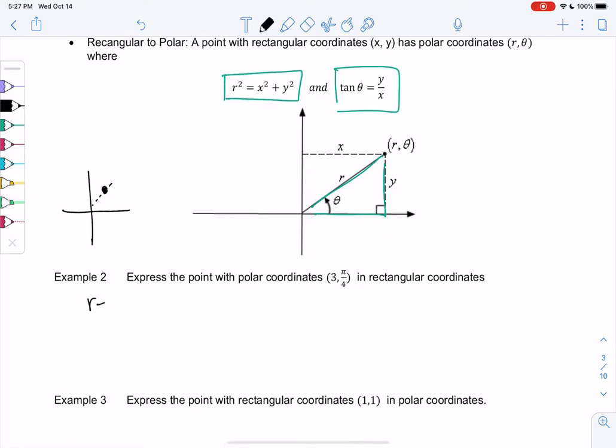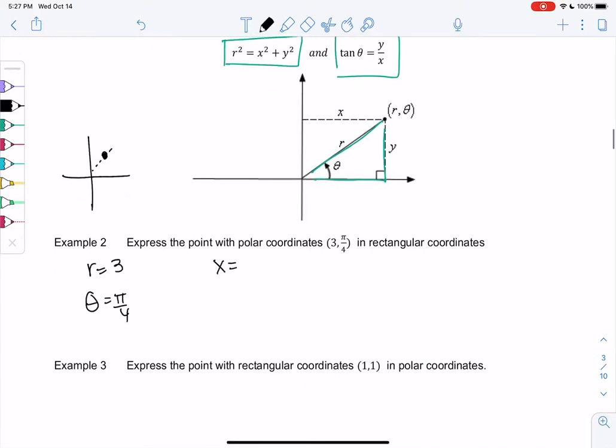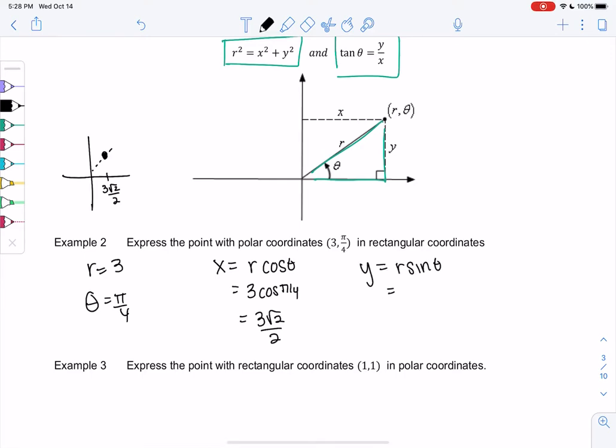So we know r is 3, and theta is pi over 4. So x will be r cosine theta, which is 3 cosine pi over 4, which is what? 3 root 2 over 2. So that would be my x value if we switched to the rectangular world. And then y will be r sine theta. Same thing, 3 sine pi over 4. We end up with 3 root 2 over 2. So same value. So again, that would be the y value if I switch to the xy world.